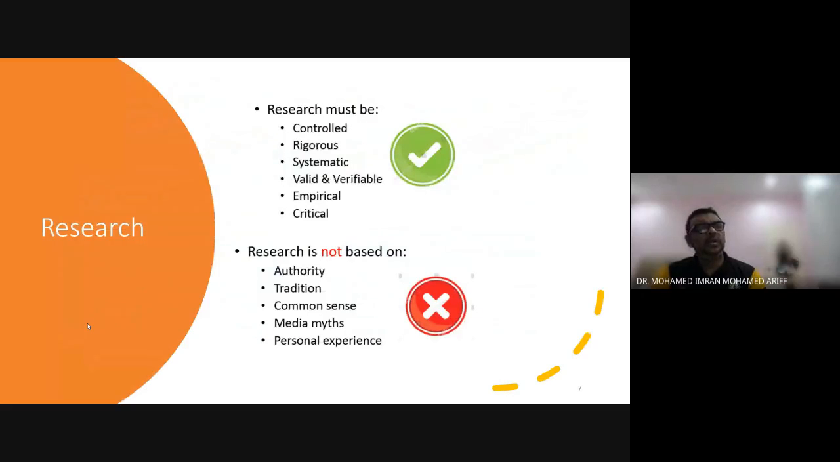Okay, research should be controlled, rigorous, systematic, valid, verified, empirical, and critical. Empirical means you do actual data collection, empirical data. Bukannya based on hearsay. Saya nak buat kajian tentang penduduk di kawasan XYZ.